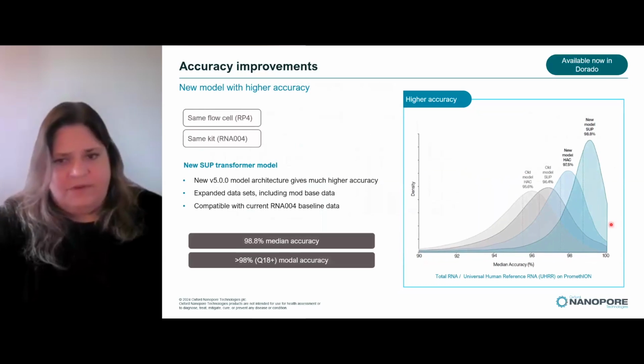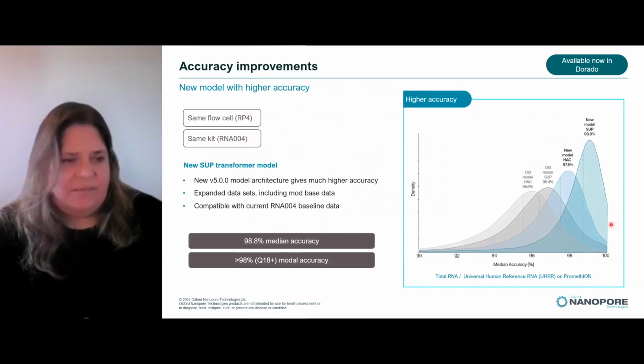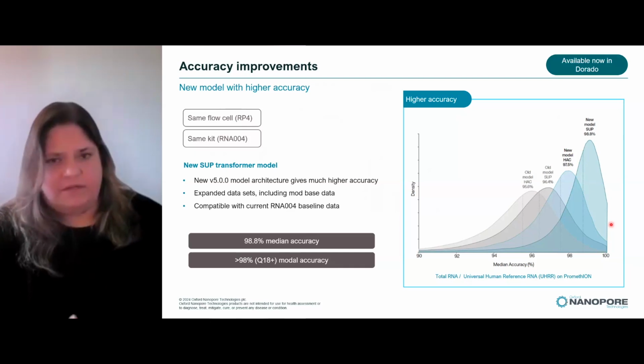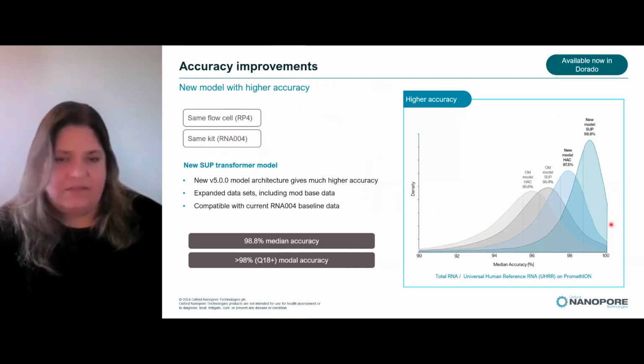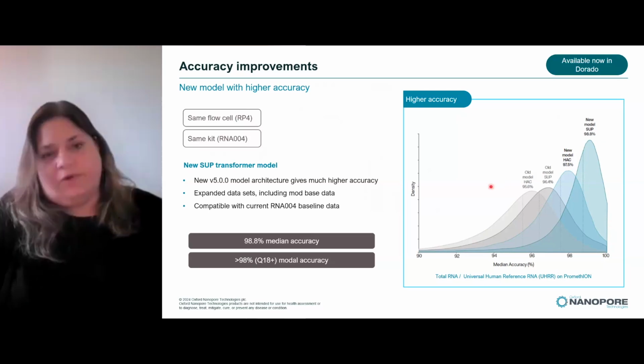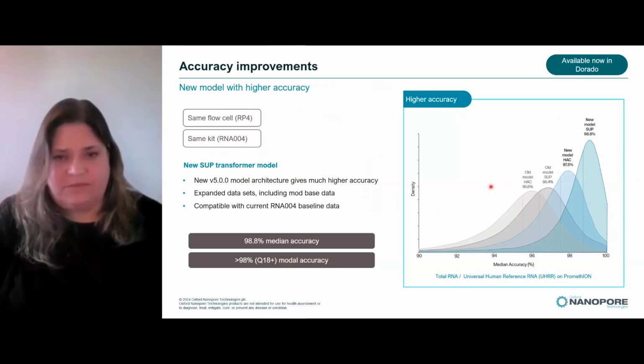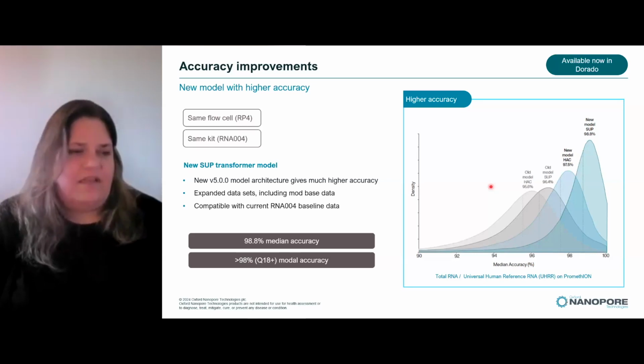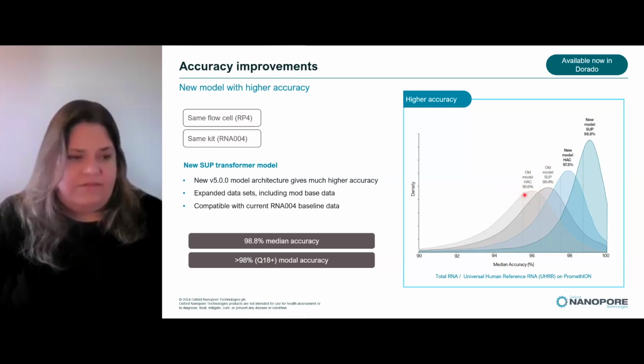The other improvements that we've made recently: I mentioned before that we've changed the pore and the model, the motor protein and the model, to increase accuracy, which we went out with higher accuracy back in November. Well, of course, being Oxford Nanopore, we've changed it so that we have higher accuracy again. The November models that we were producing before were giving us about, for a human transcriptome, 95 to 96% accuracy using the high accuracy model, and then 96 using the super accuracy model.